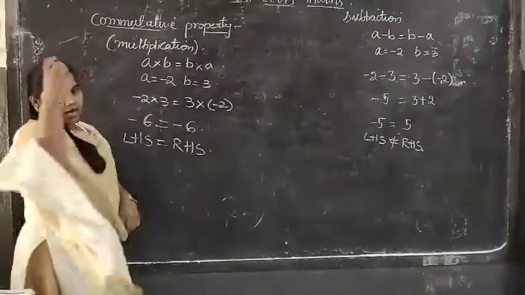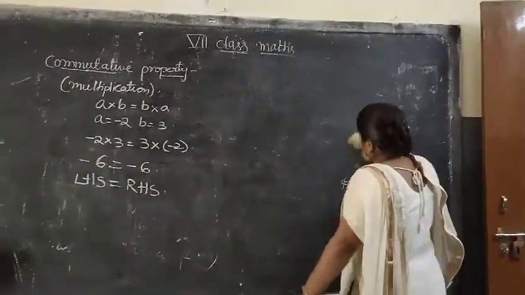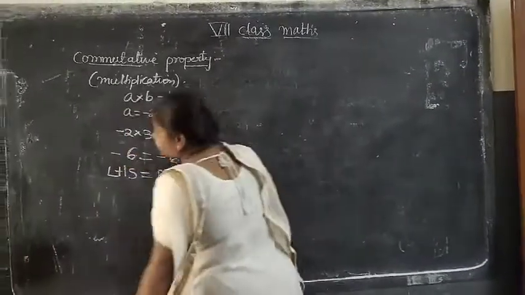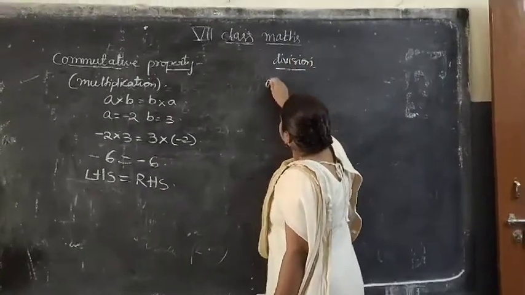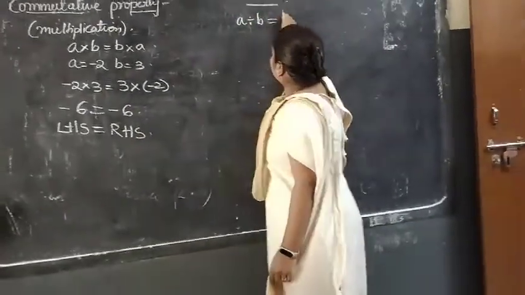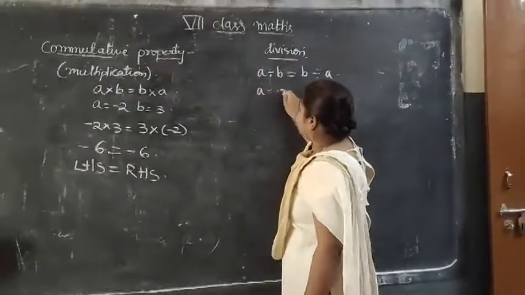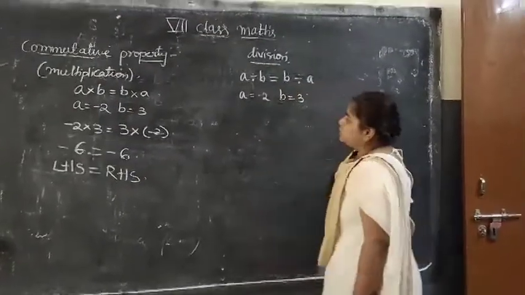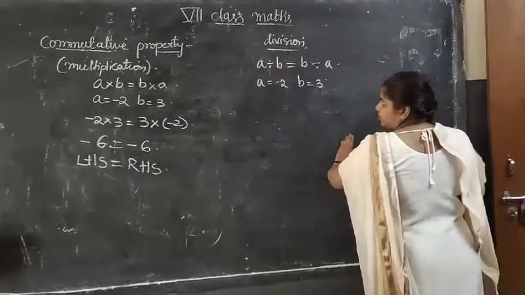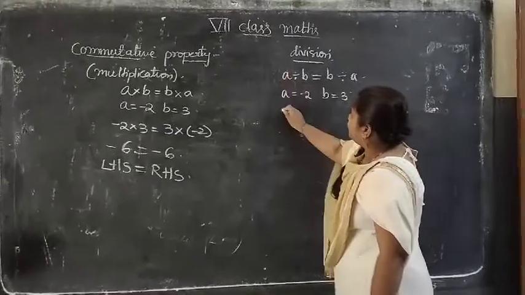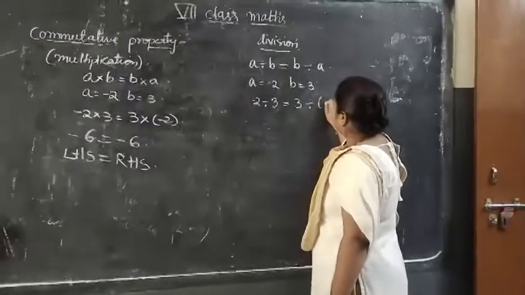Now coming to division, the last operation. Whether it will be satisfied or not, we will see by taking a and b values. A is equal to -2, b is equal to 3. If you solve this, you should get integer values, and both the LHS part and RHS part should be equal. So a divided by b is -2 divided by 3, and here b divided by a is 3 divided by -2.